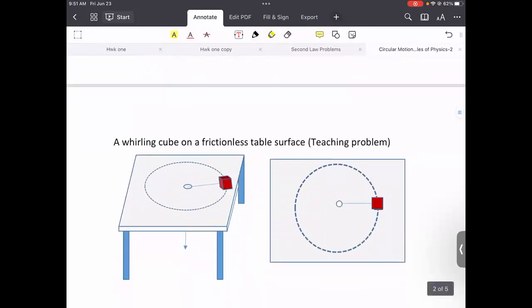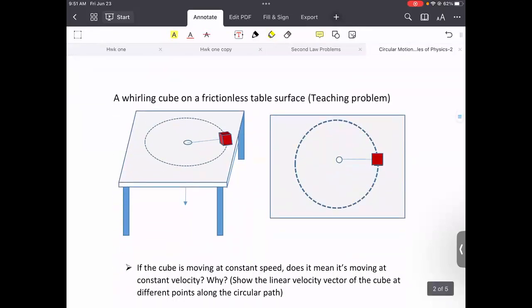We have a teaching problem here. We would like to understand circular motion better. We are going to understand this circular motion by looking at a cube that is on a flat table surface, and it's actually frictionless. We connect it to a string, and this string goes through a hole, and then we can spin the cube on top of the table. And we can try our best to make sure that the cube moves at a constant speed.